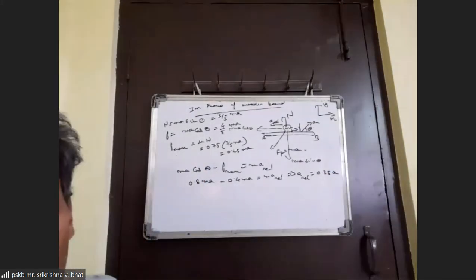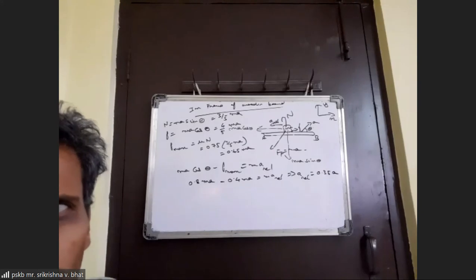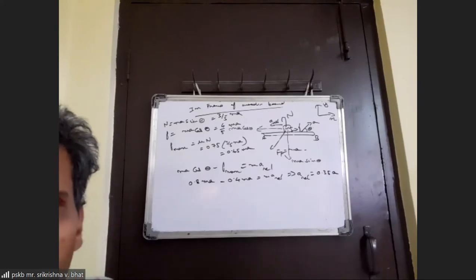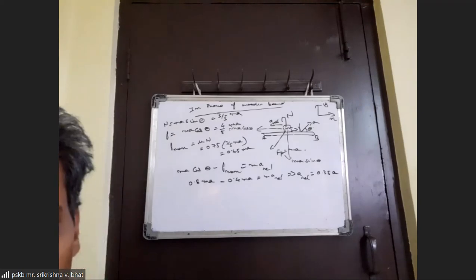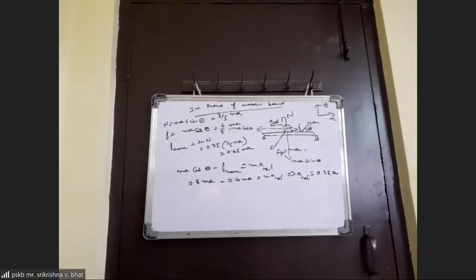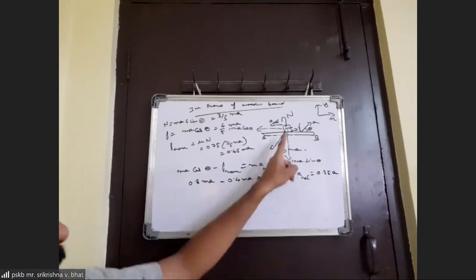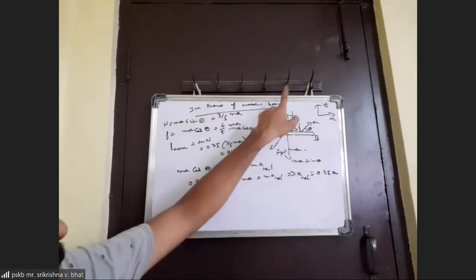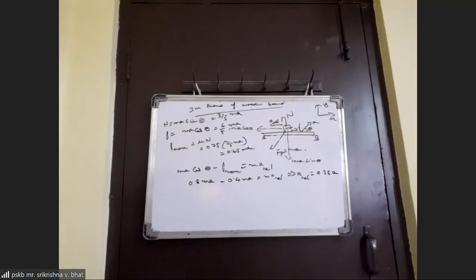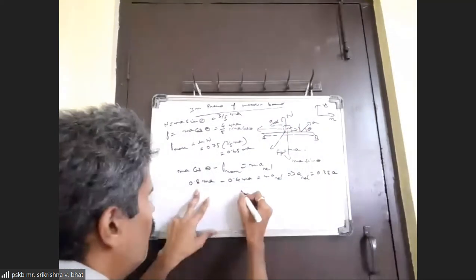Anyway, one thing I want to tell you here is, although you can find A relative in this case, you don't really need to find A relative for solving this particular problem. Why? Because in the ground reference frame, if you see what forces are acting on this block, only friction force and normal force are there. Those are the only two forces acting on the block.